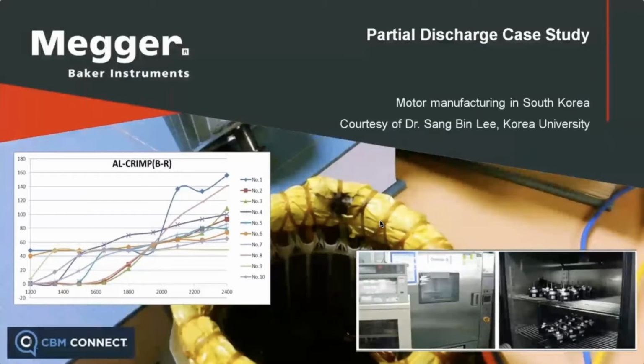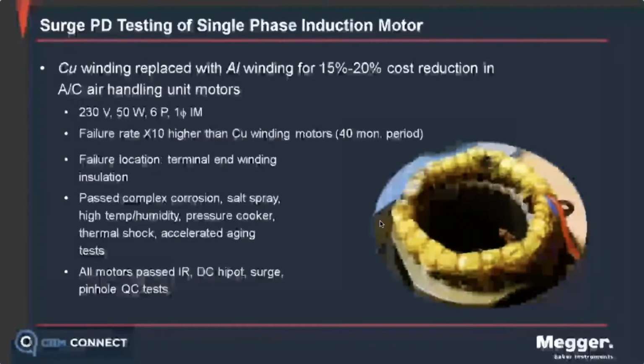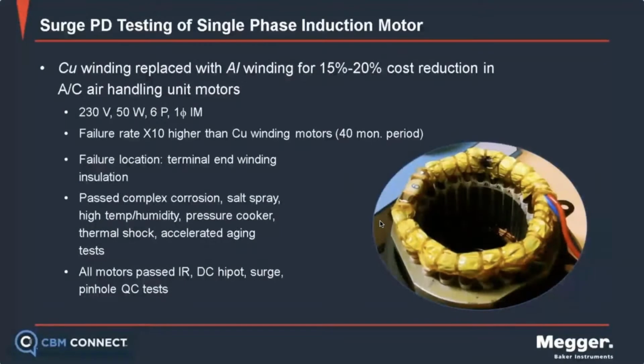This particular case study comes to us from Professor Sungbin Lee from Korea University, and this is a partial discharge case at an HVAC motor manufacturer in South Korea. Here you see a picture of the winding. It's a random wound motor, a pretty common design. This winding is copper, but for cost reduction reasons, to try to make a lower cost product, they decided to go to aluminum.